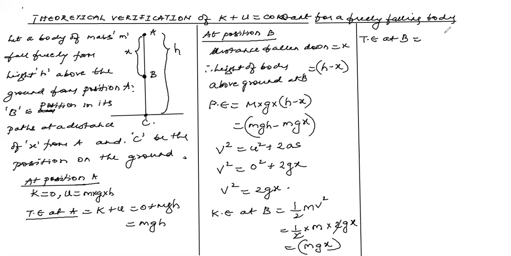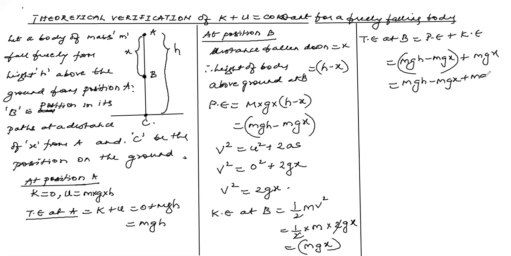Therefore, total energy at B equal, what will it be, beta? Potential energy plus kinetic energy. You have to add both of them. So potential energy was mgh minus mgx plus kinetic energy. How much did you get? Oh, mgx. So total energy is mgh minus mgx plus mgx. Oh, mgx gets cancelled. You're getting mgh, total energy at B, mgh.